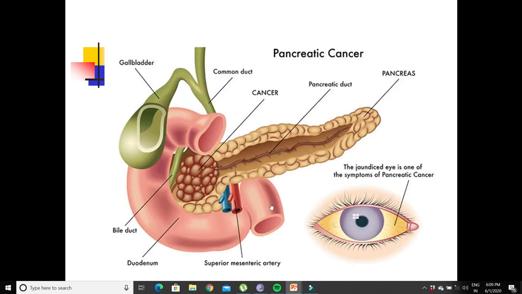So the cancerous growth can be seen over here, and the patient presents with jaundice, the yellowness of the eyes. So these are the symptoms the patient may present with. So these are the carcinomas, pancreatic cancer.